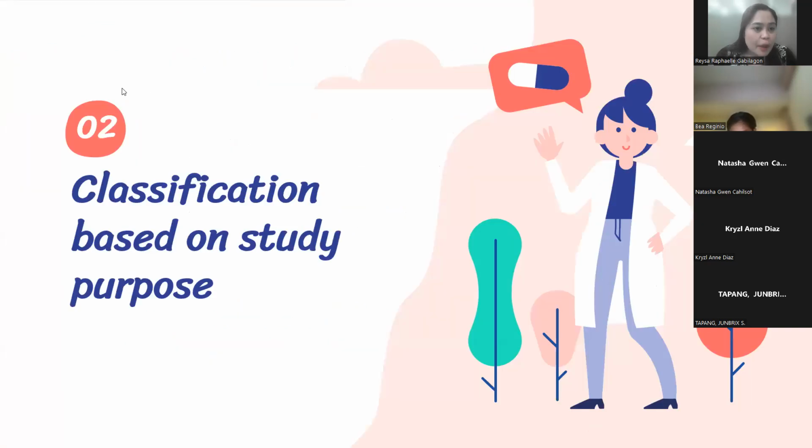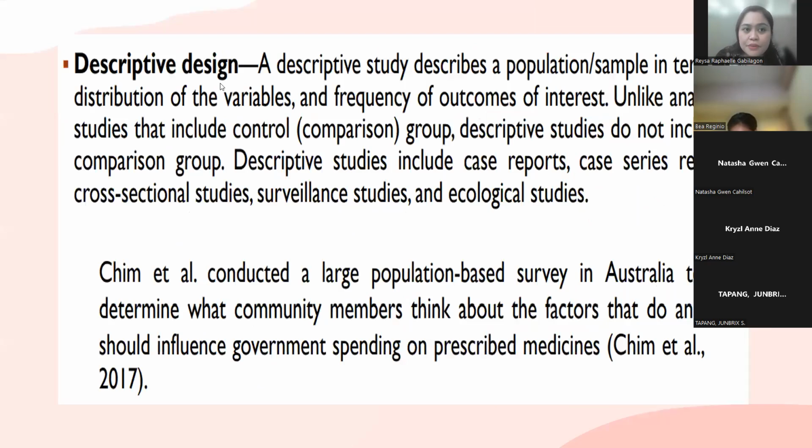Okay? Now, number 2 classification is called classification based on study purpose. Okay, what's our purpose for conducting the study? We will classify them. The first one is the descriptive design. From the name itself, descriptive, our purpose is to just simply give a description of our subject or our population in terms of the variables that we are looking into.